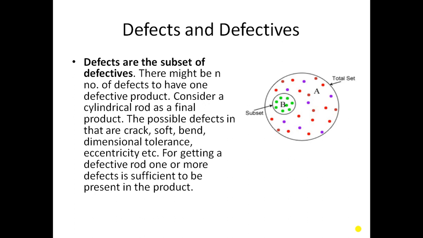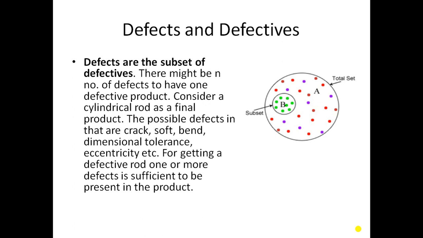Next is a part called defect and defective. A defect is a subset or part of the defective. A defective product can consist of a number of defects. It's not only a single defect; a number of defects can be there in a defective product. So defects are the subset of defectives. There might be n number of defects in one defective product. Consider a cylindrical rod. The possible defects in this cylindrical rod are, say, crack, soft, bend, dimensional tolerance, eccentricity, etc.